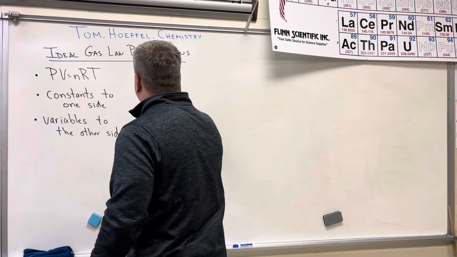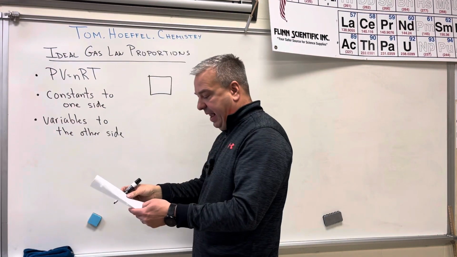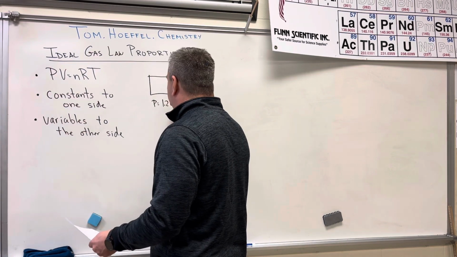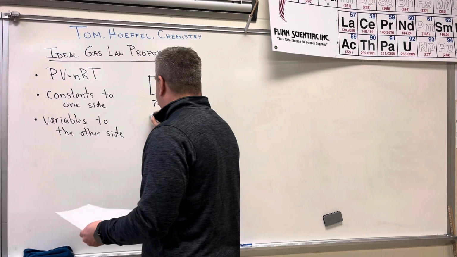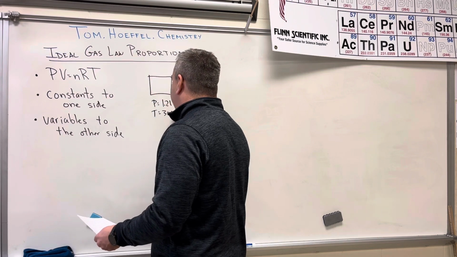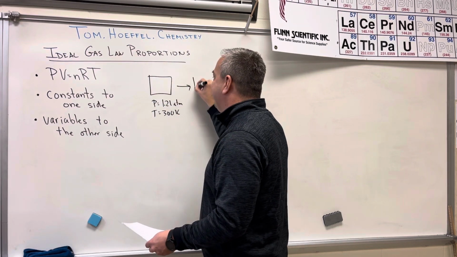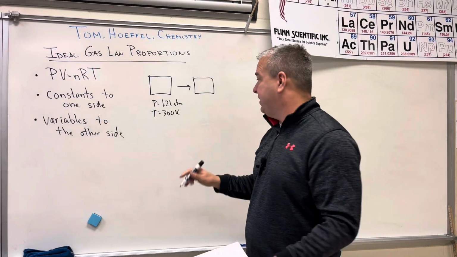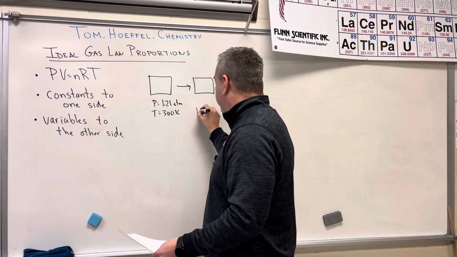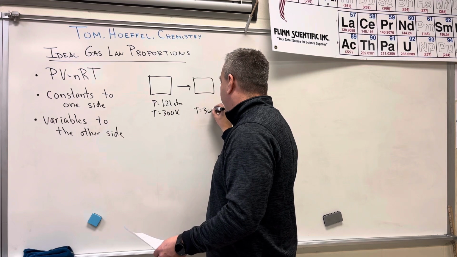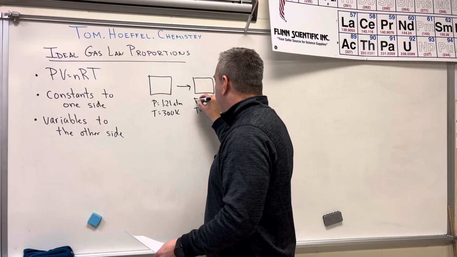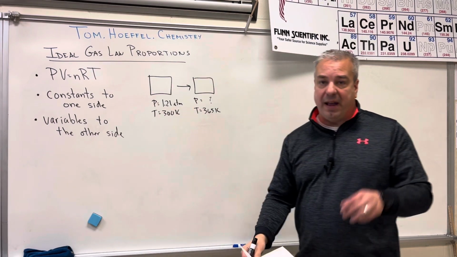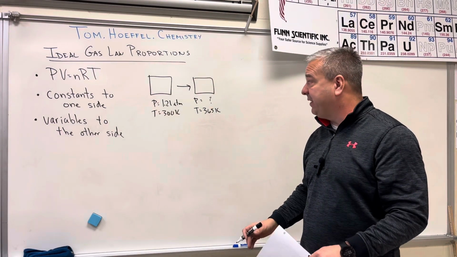Let's say I have a container that has a pressure of 1.21 atm. The temperature is 300 K. And what I'm going to do is heat this container up. So it's the same container, same volume, same size. When I heat it up, I'm going to heat it up to a temperature of 365 K. And my question is, I want to know what is the pressure when I heat it up to 365 K.